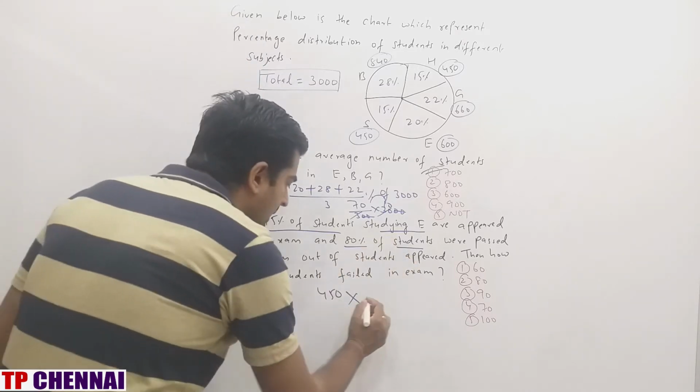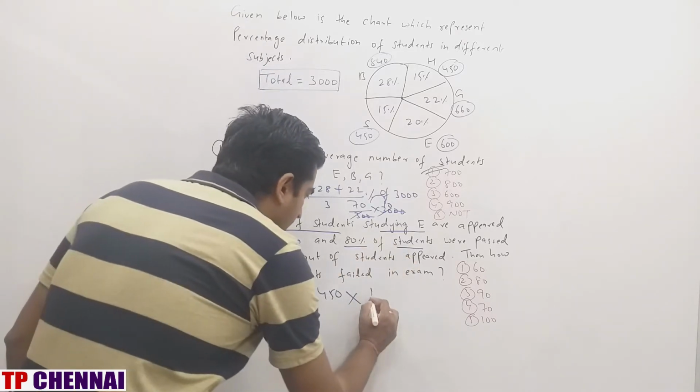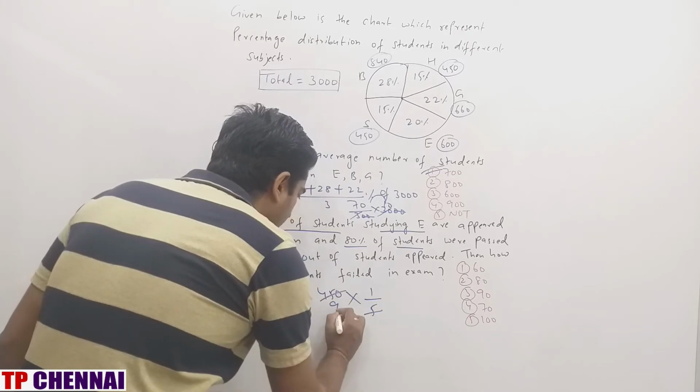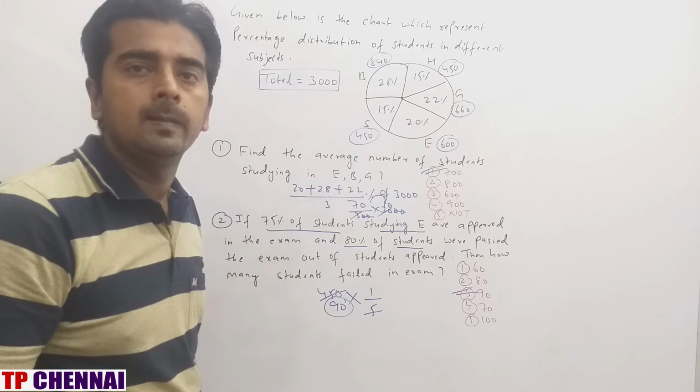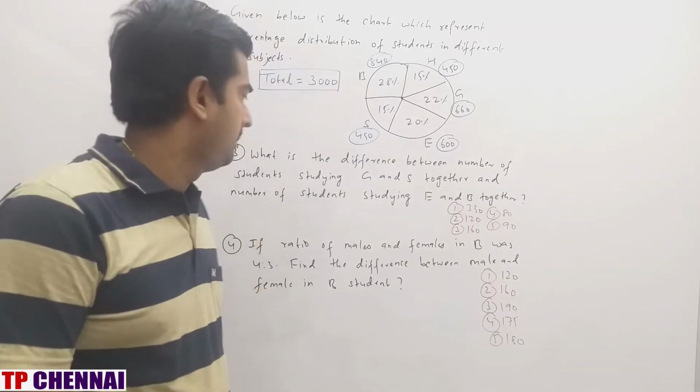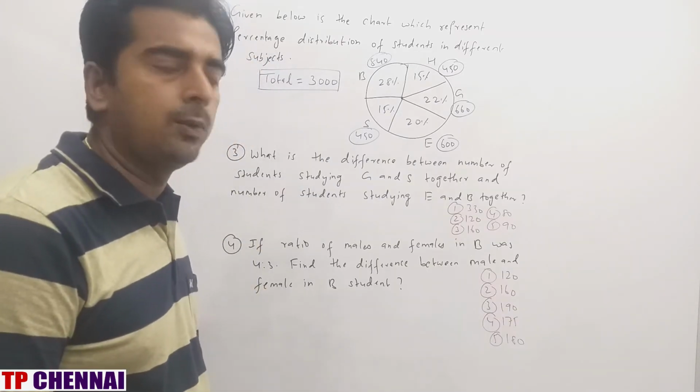That is what we are asking. And 20%, what is the fraction value? 1 by 5. So 450 by 5 is 90. So my answer is the third option, which is nothing but 90. So I hope you are clear with the previous two questions. Now we will see the third one and the fourth one.